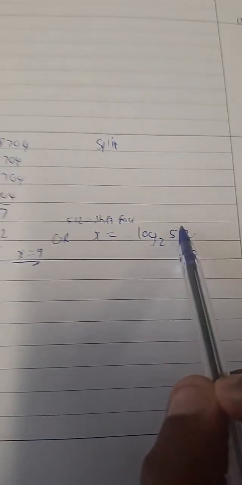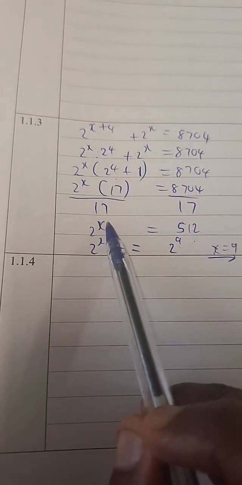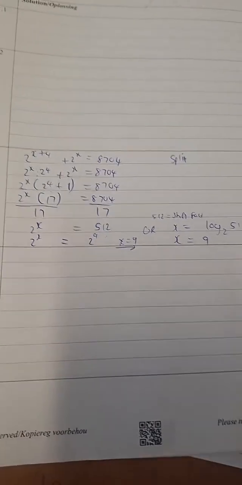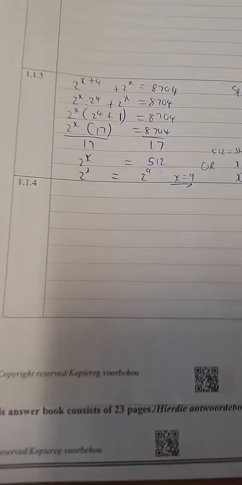That is the answer. Or, if you want to use log form, x, which is the variable, will be equal to log of 512 base 2. You put this in your calculator, you should also get x is equal to 9. That's also fine. Either way is fine. Okay.